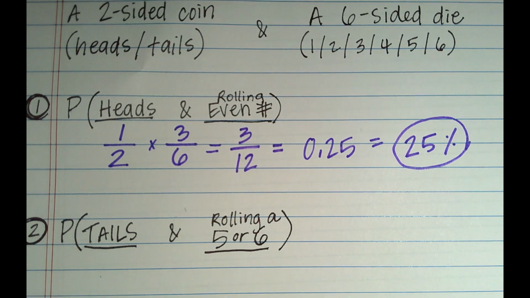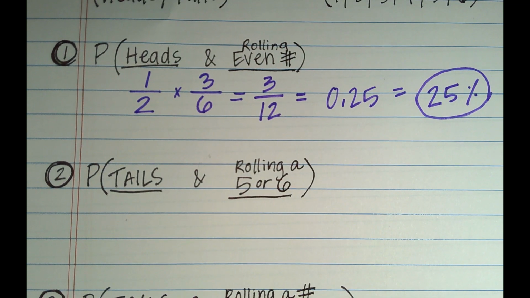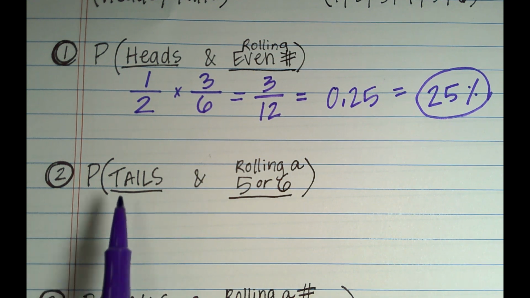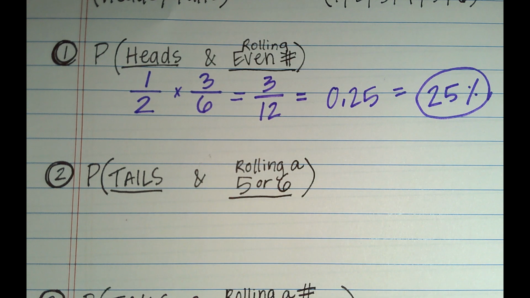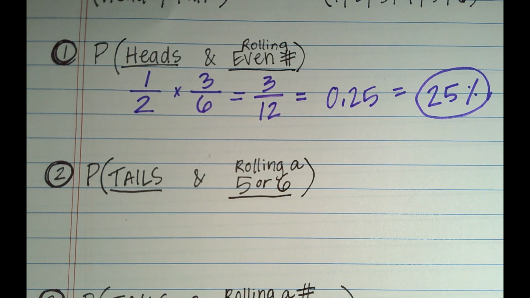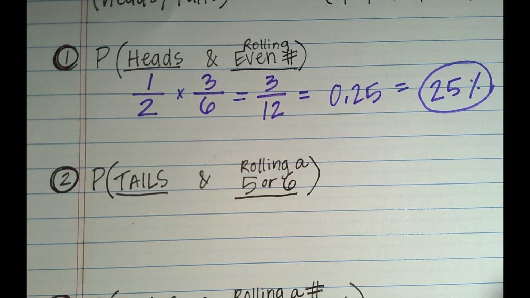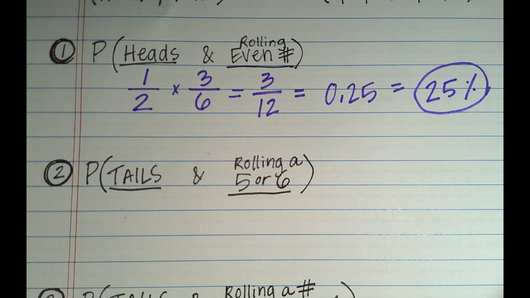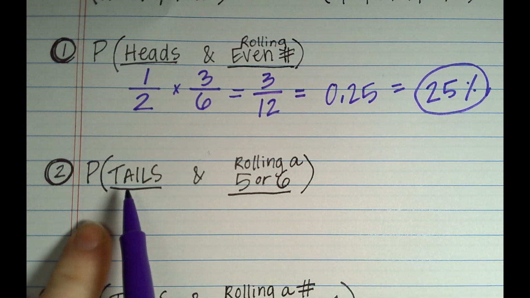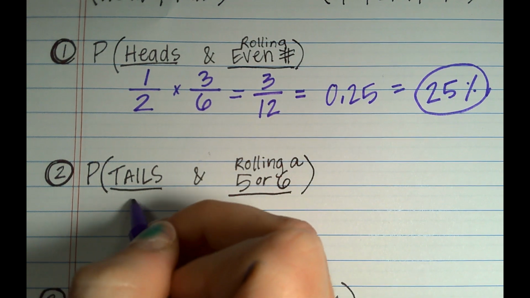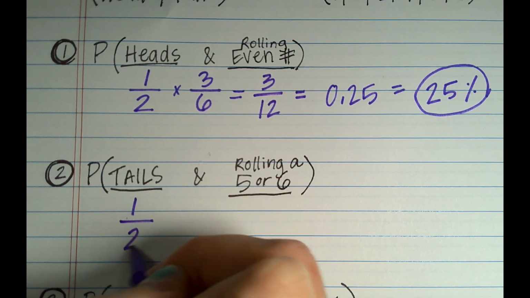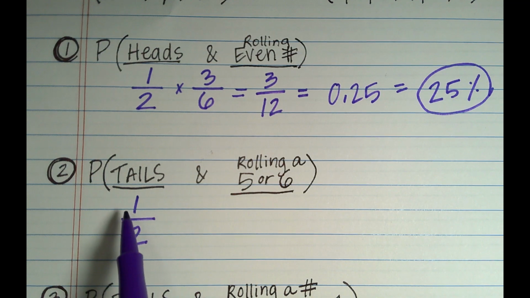All right. Let's look at number 2. Probability of landing on tails and rolling either a 5 or a 6. This one was tricky as I was walking around the room. Some of us struggled at first, but I think once we talked about it, we got it. So, what's the probability of landing on tails? 1 out of 2. There's 2 options. There's only 1 tails. Perfect.